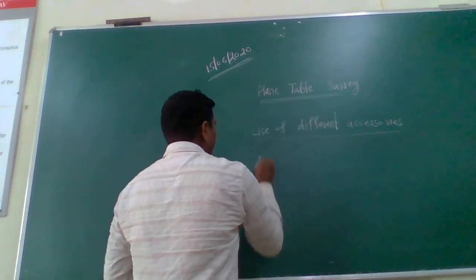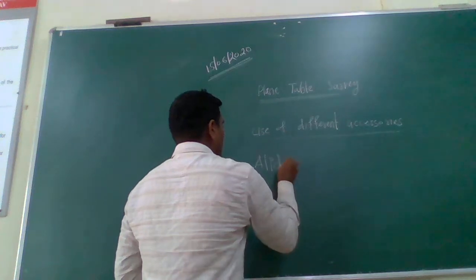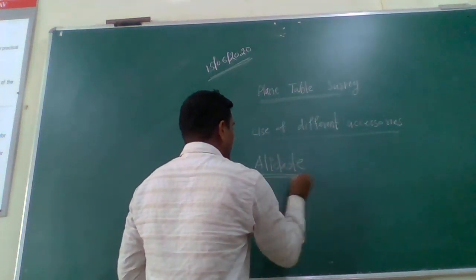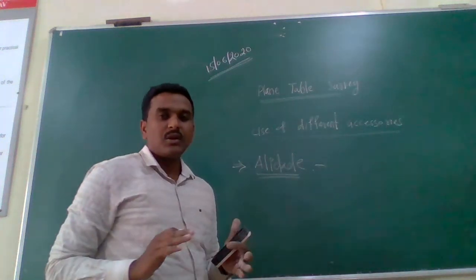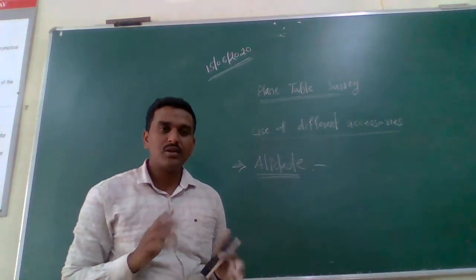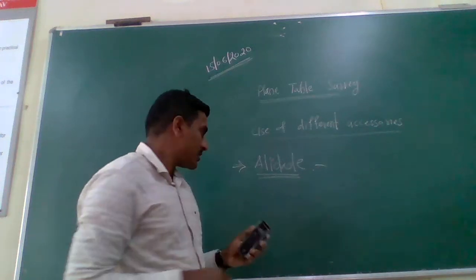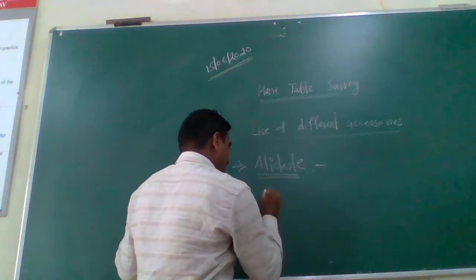Then the second accessory is the alidade. Alidade is a scale. In short, alidade is a scale. Draw the sketch of the alidade.